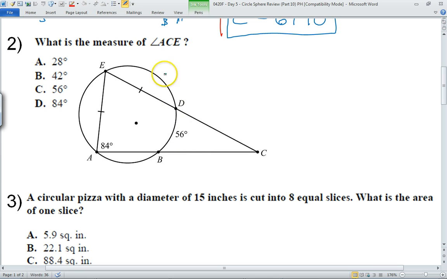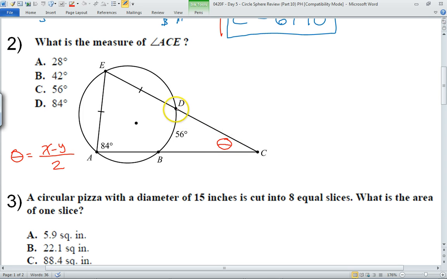Okay, problem number 2. We're supposed to find the measure of angle ACE given the information shown in the diagram. Angle ACE is this angle that's way out here. Now my thought process is the only way I know to find an angle that's extending outside the circle like this is to use the formula that says the angle is going to equal arc minus arc divided by 2. We're using this formula.